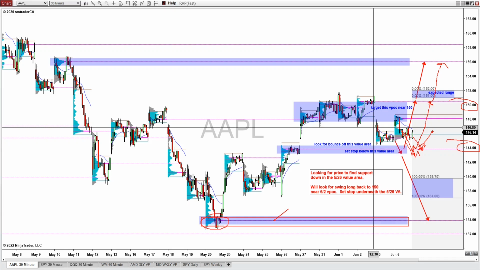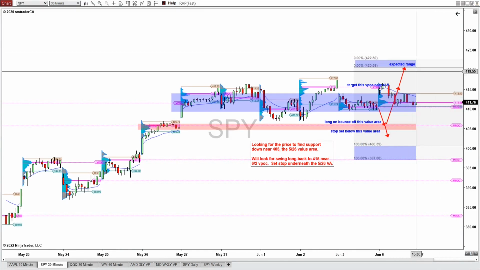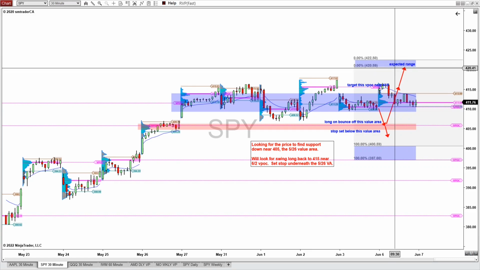Let's go and take a look at SPY. I also set up a similar type of analysis on the SPY. So let's go and take a look at the SPY, the ETF for the S&P 500. Now here's the SPY. Similarly, I did the same thing: go and establish what the expected range would be. So we're going to look at this expected range for the SPY.